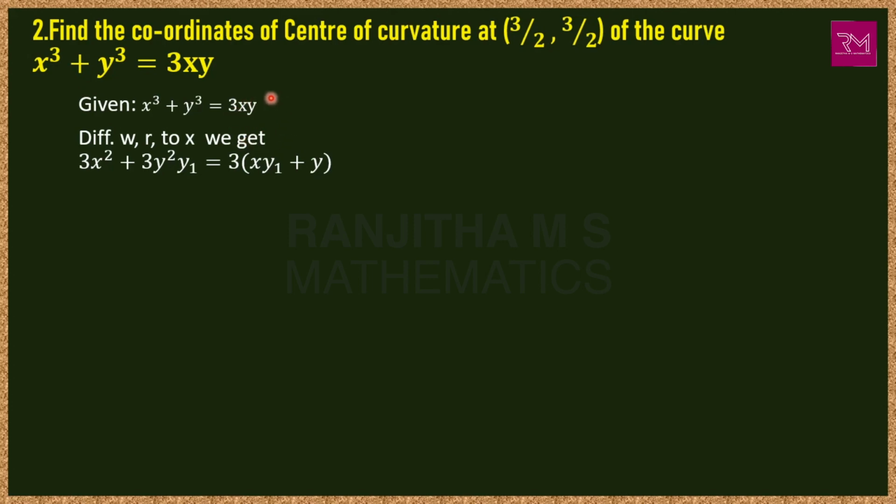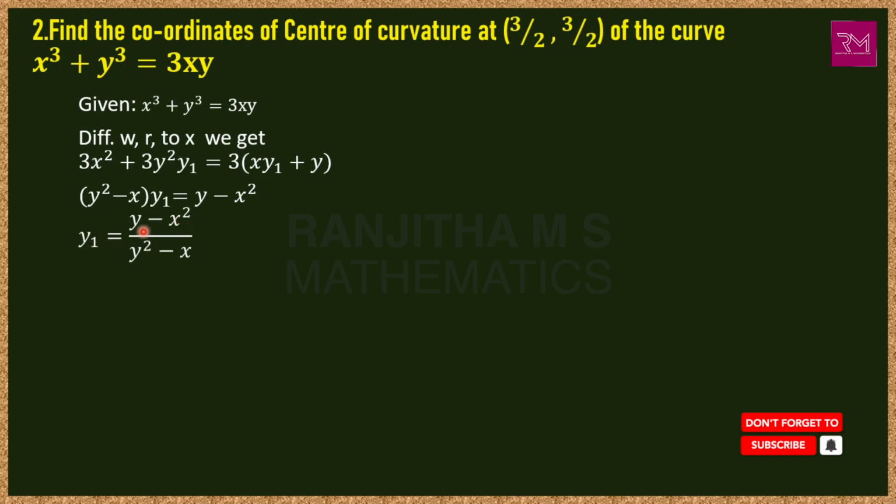into, here x and y both are function, so apply product rule over here. We get first function as x into differentiation of y is y1 plus second function is y into differentiation of x is 1. Here 3 gets cancelled in both left hand side and right hand side. Rearranging the term, we get y square minus x into y1 which is equal to y minus x square. If we take x square to the right hand side and x to the left hand side, that becomes y square minus x into y1 which is equal to y minus x square. Now we get y1 as y minus x square divided by y square minus x.